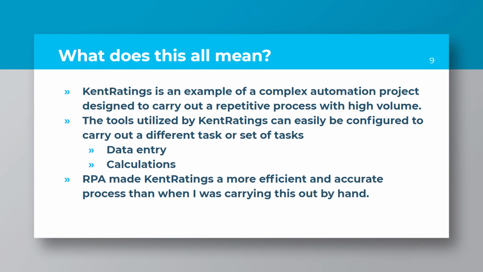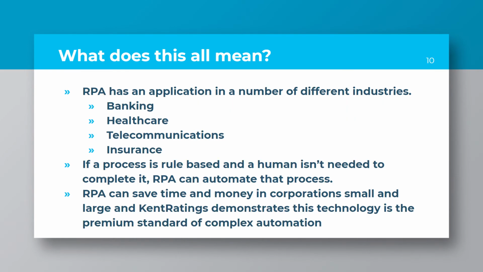Kent Ratings is an example of a complex automation project designed to carry out a repetitive task with high volume. The tools utilized by Kent Ratings can easily be configured to carry out a different task or set of tasks. RPA has made Kent Ratings a more efficient and accurate process than when I was carrying this out by hand. No matter the industry, RPA has an application in some way. You can use it to automate tasks in banking, healthcare, communications, insurance, the list goes on.